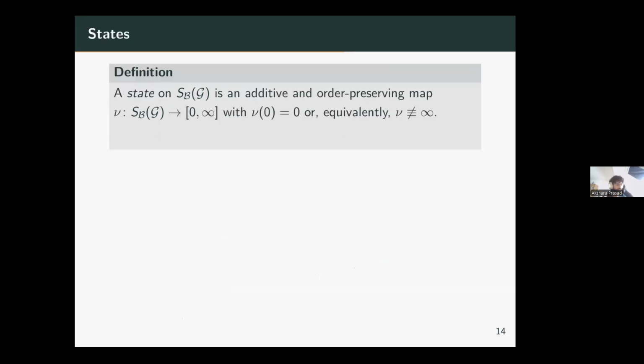Okay, now let's get to states. So we want states and traces on the groupoid C*-algebra. As you saw earlier, I talked about traces when talking about the dichotomy. So I also define a state on the type semigroup. It is an additive order preserving map nu to closed zero infinity, such that it is 0 at 0, or equivalently it's not infinite everywhere. The last condition is just so that it's not a stupid additive order preserving map.